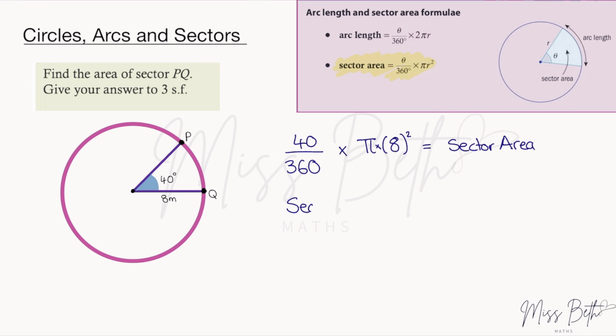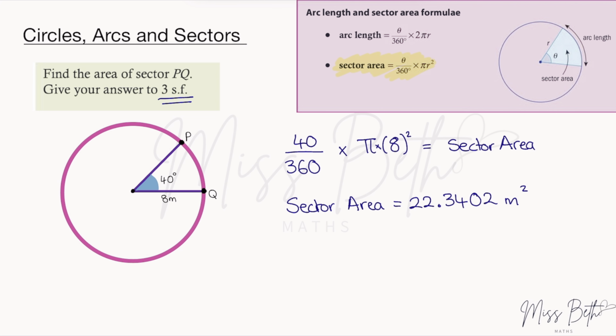So sector area is going to be equal to 22.3402. Now, that would be meters squared. However, I'm asked in the question to give the answer to 3 significant figures.